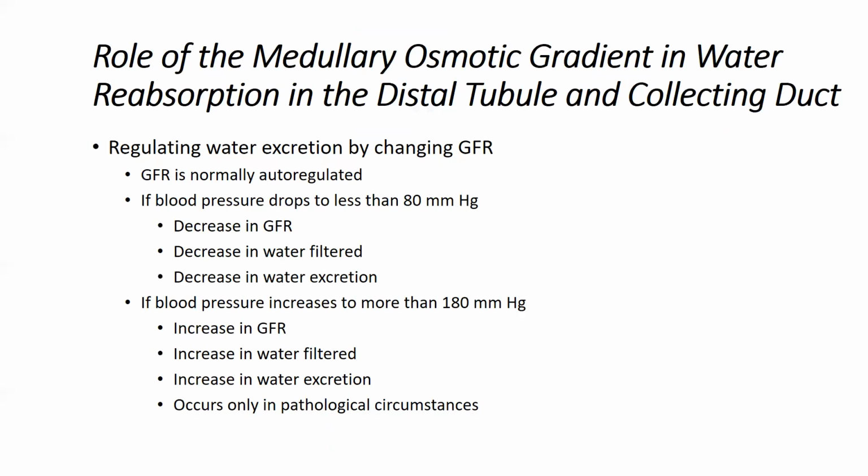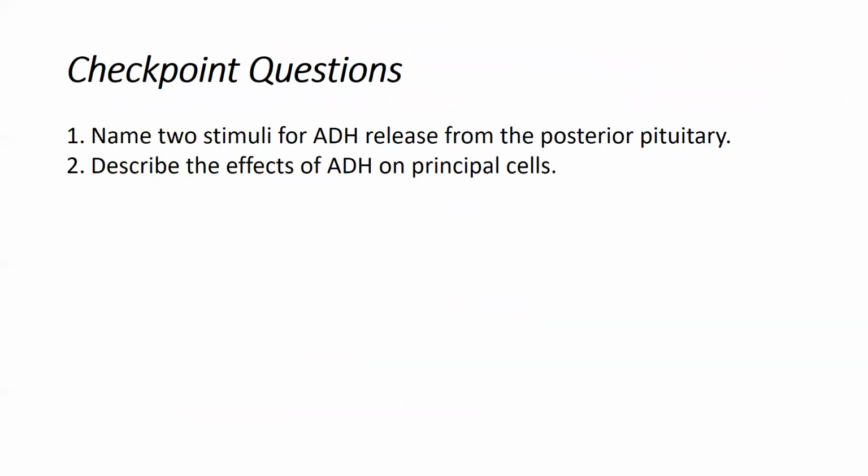Filtration will decrease. Similarly, above 180, right, high pressures, GFR will increase. It will not stay stable. Water filtered will increase. The amount of urine you lose will increase. Okay, so you want to bear this window in mind. And again, the window is representing the mean arterial pressure here. All right, any questions?